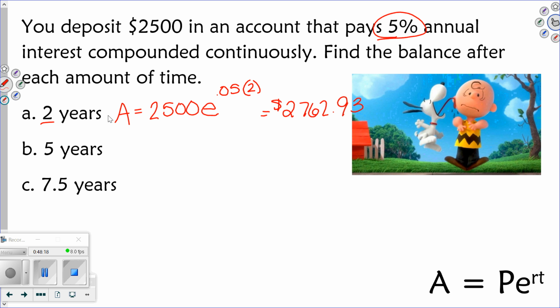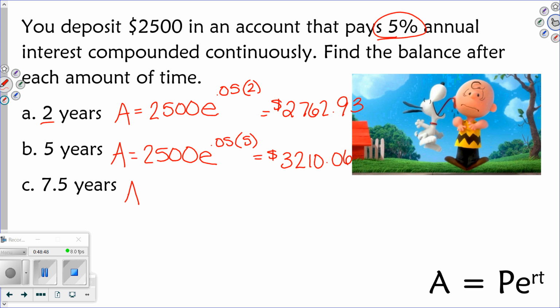All right, so what if I did it for 5 years? 2,500 e to the 0.05 times 5. Again, if you're calculator savvy, just go back up and change one number in it. Dylan, are you calculator savvy? So 3210 and 6 cents. $3,210.06.